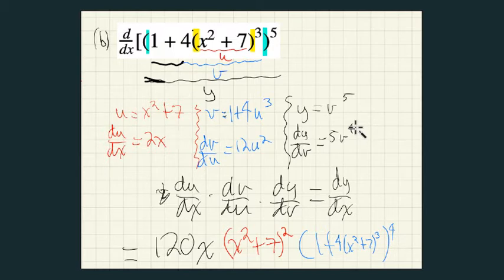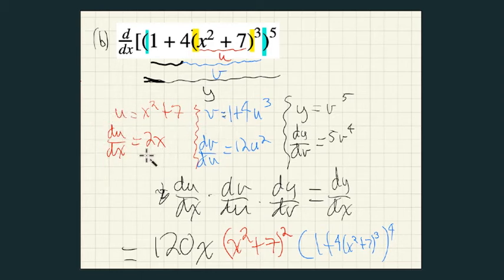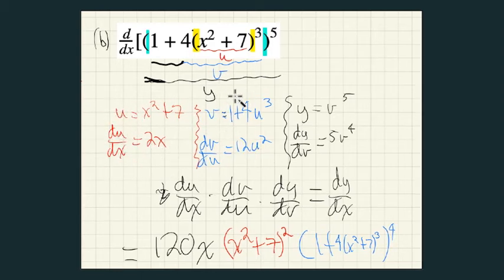So u is inside the yellow brackets, v is inside the bluish aquamarine brackets, and then y is the whole thing. Okay, so all we have to do is write u, x squared plus 7. You know the drill for getting the derivative of that. v is then the 1 plus 4, and then what is this? This thing here is u, 1 plus 4u cubed. And we have that, then we get the derivative dv by du, 12u squared. That makes sense because 4 times 3 is 12. The derivative of 1 is 0.